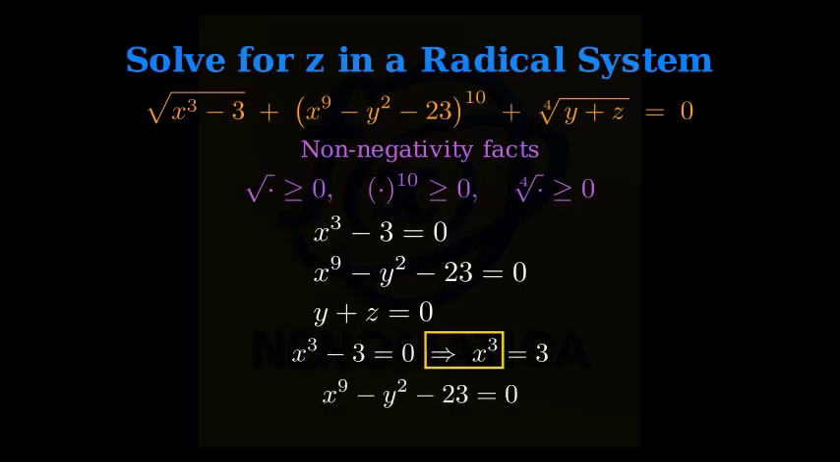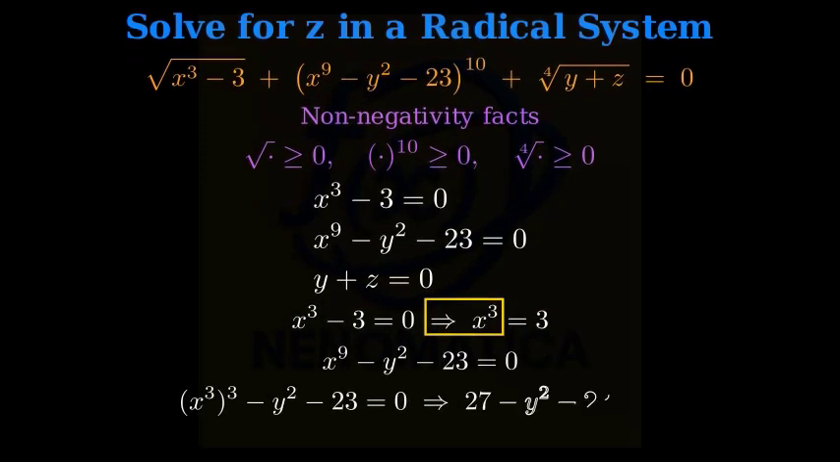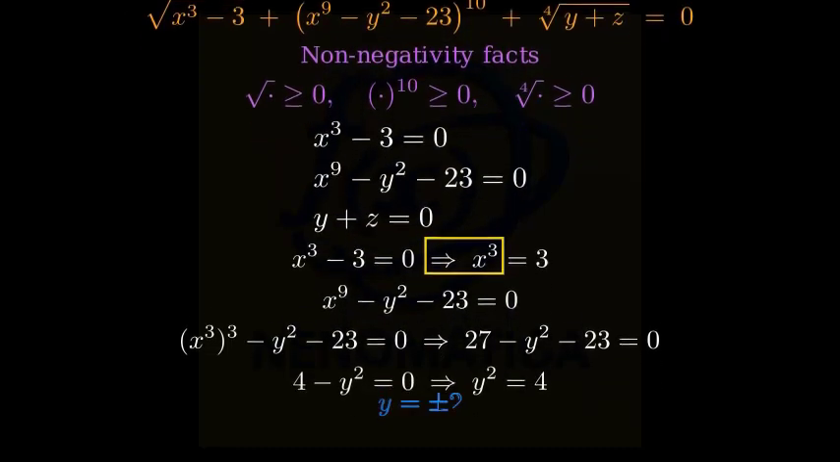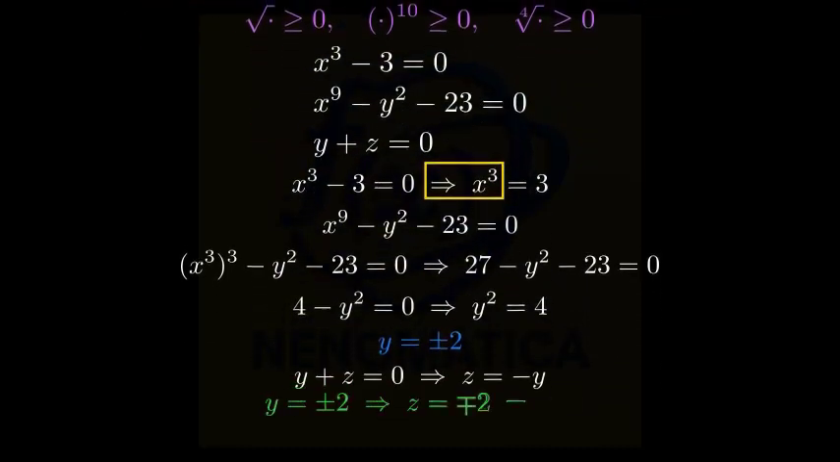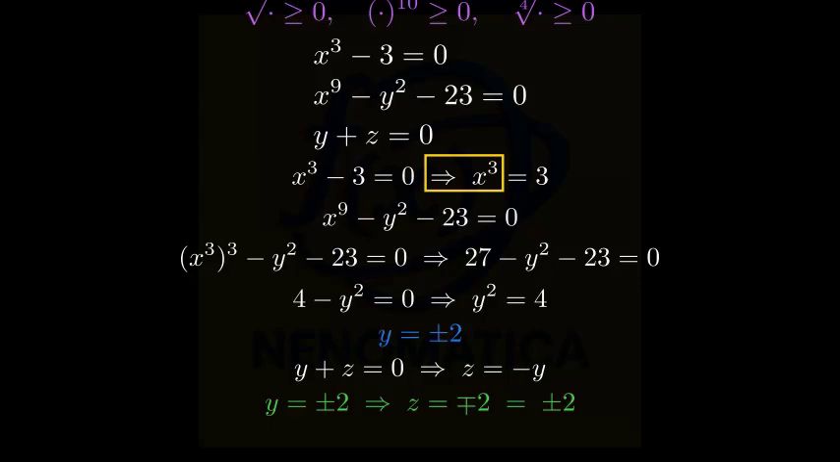Second equation, x to the 9th minus y squared minus 23 equals 0. Since x cubed is 3, x to the 9th is x cubed cubed, which is 27. Substitute and simplify to solve for y. Third equation, y plus z equals 0, so z equals negative y. Substituting y equals plus or minus 2 gives z equals minus 2 or plus 2. In set form, z equals plus or minus 2.